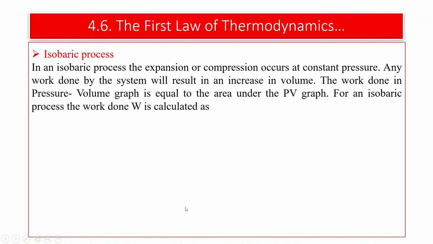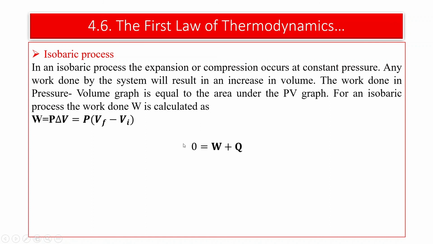Okay, the other is the isobaric process. In an isobaric process, the expansion or compression occurs at constant pressure. Any work done by the system will result in an increase in volume. So the work done in the pressure-volume graph is equal to the area under the PV graph. For an isobaric process, the work done is calculated as P change in V, because isobaric indicates constant pressure. This P is constant, so P multiplied by V final minus V initial.